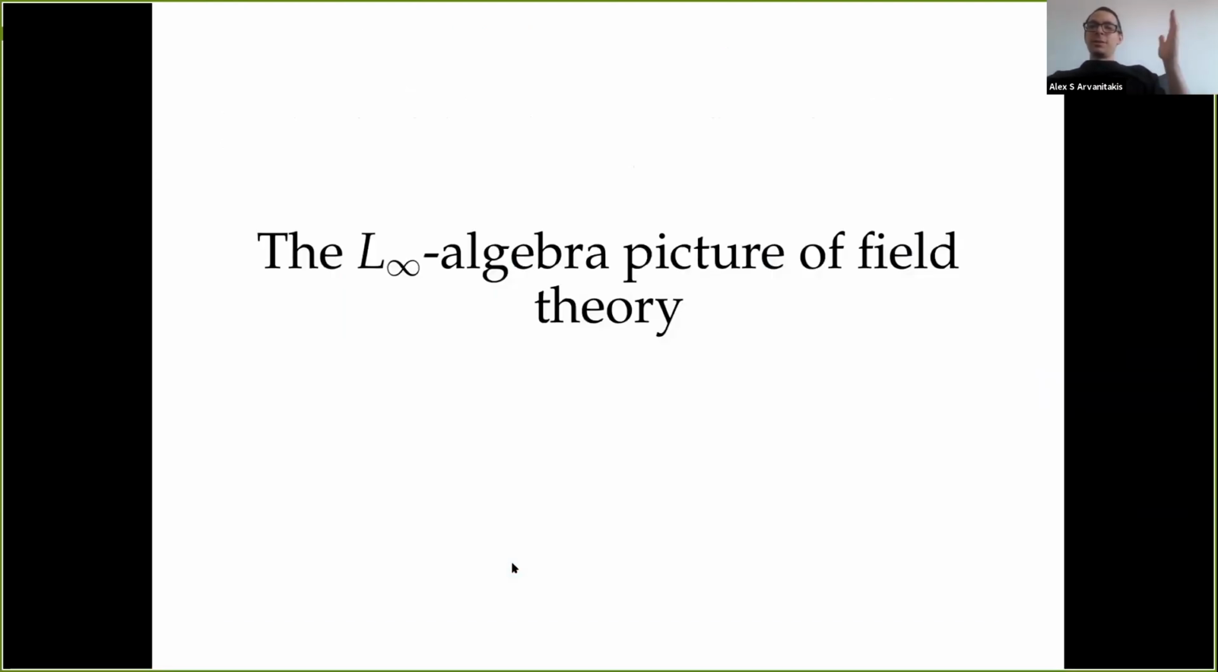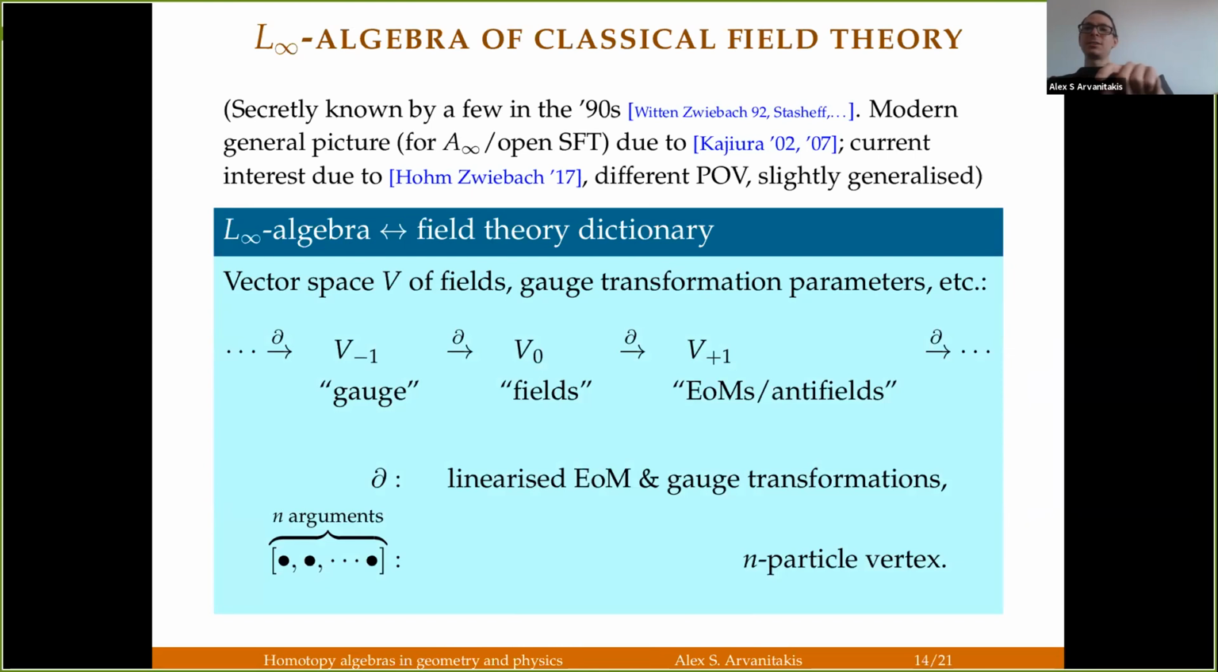Right, so let's talk about the L infinity algebra structure, but in field theory. And I'll stick to classical field theory for this talk and just make a few comments about quantum field theory in the last slide. So this is actually a very old story, but it only appears to have been picked up in the general physics community relatively recently due to this paper by Olaf Hohm and Barton Zwiebach in 2017, which explained these ideas again and slightly generalized compared to, say, the BV picture, for example.